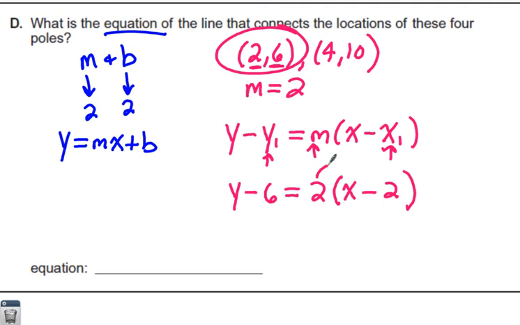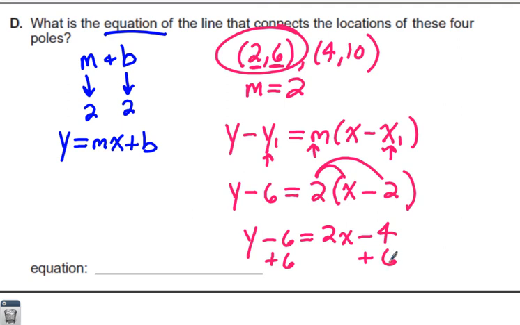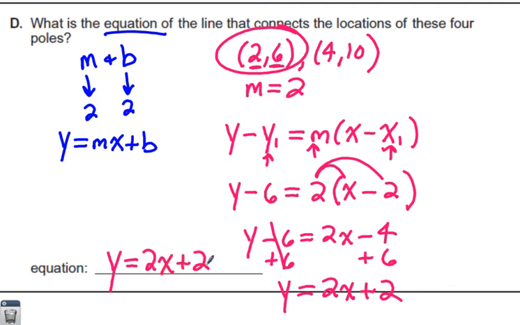But again, why the heck not? Just distribute and then get y by itself and end up with, unbelievably, what I had like 5 minutes ago, what I knew it was. Y equals 2x plus 2.